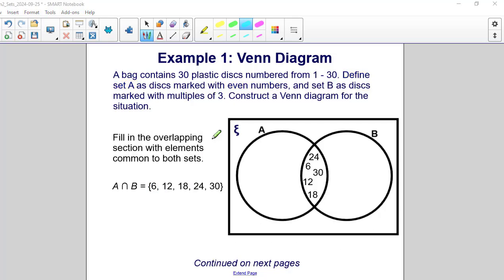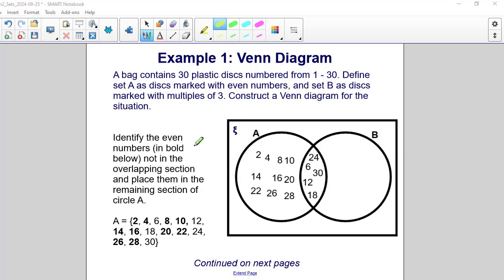Fill in the overlapping section with elements common in both sets. We've determined that the elements common in both sets are 6, 12, 18, 24, and 30. And they are going to get filled in this overlapping region where sets A and B do overlap each other. That is the intersection.